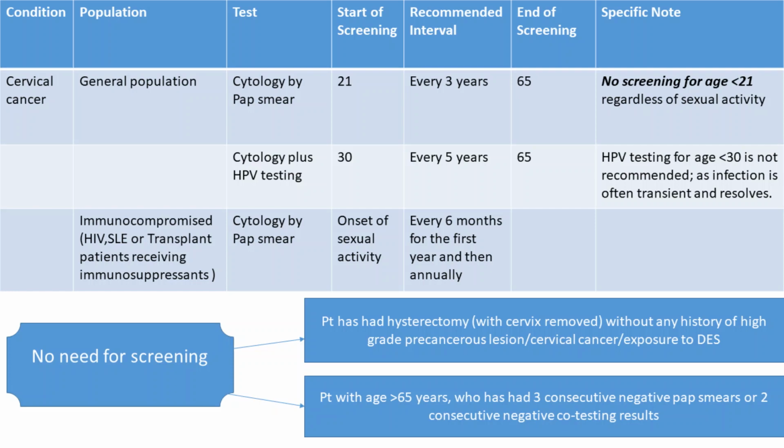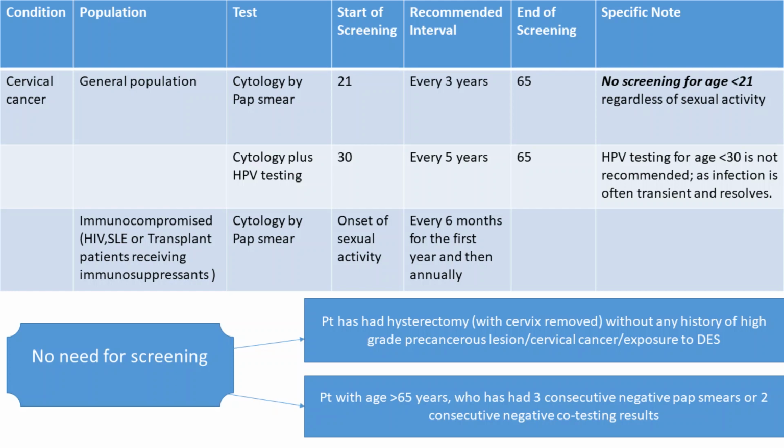There are special criteria for immunocompromised patients, such as patients with HIV, SLE, or organ transplant patients that are taking immunosuppressants. In these patients, we start screening for cervical cancer at the onset of sexual activity, and we use cytology by pap smear. Screening is done every 6 months for the first year, and then it is done annually.